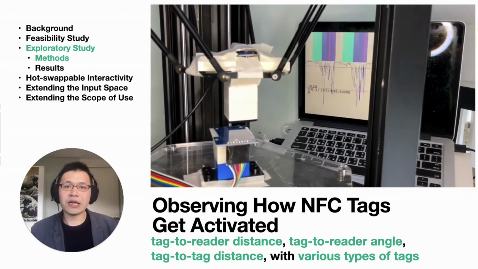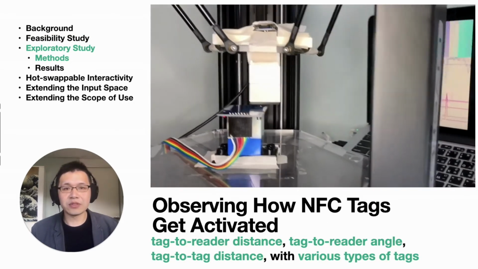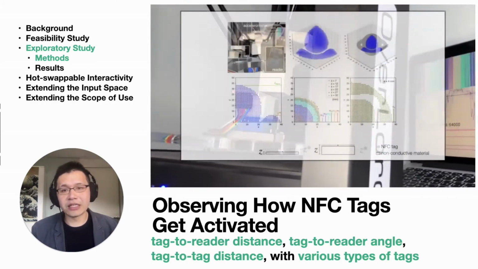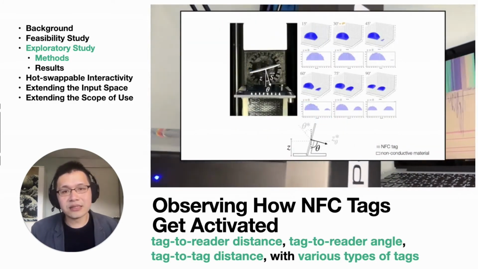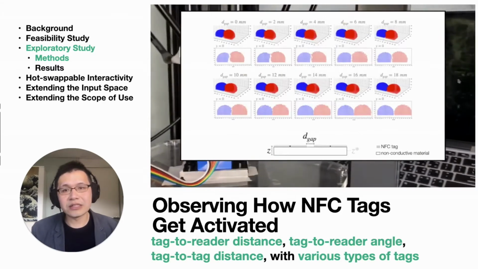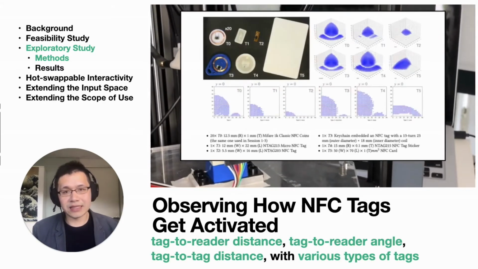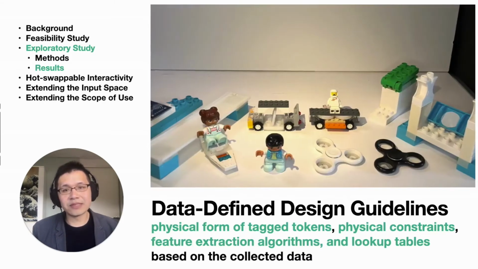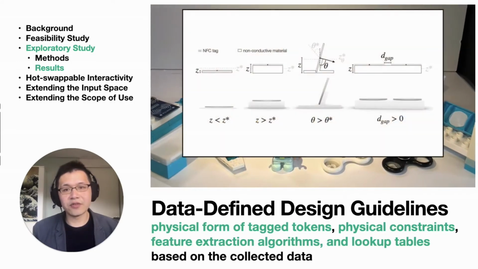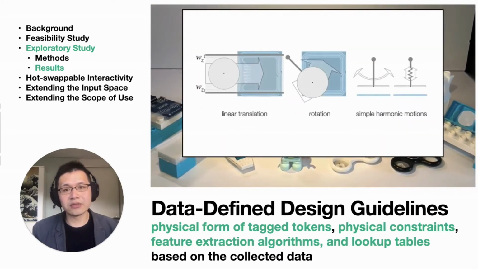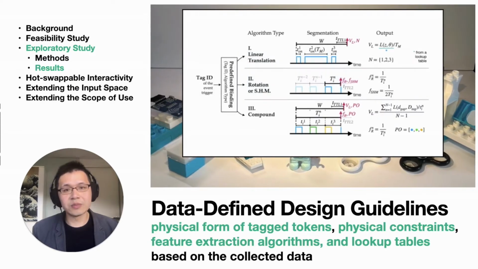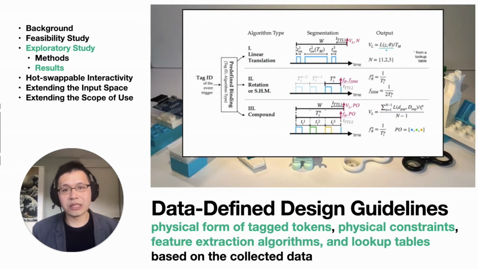Therefore, we directly observe the tag activation map using a 3D printer, regarding the tag-to-reader distance, tag-to-reader angle, and tag-to-tag distance with various types of tags. And then we derive a set of guidelines for designing the physical form of tag tokens, physical constraints, and algorithms, and a lookup table for motion speed with the data.